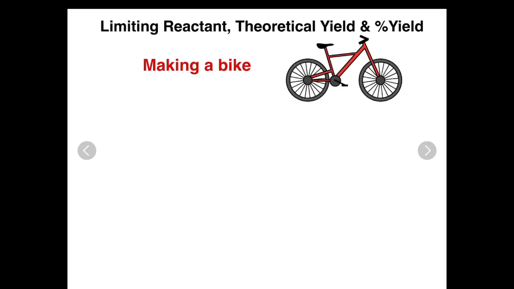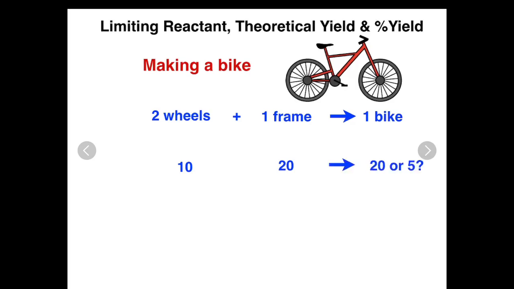To understand the concepts of limiting reactant, theoretical yield, and percent yield easily, I'm going to use how to make a bike as an analogy. Let's say that to make one bike, it calls for 2 wheels and a frame. So the question is, if you start with 10 wheels and 20 frames, how many bikes can we make then, right? That would be the question here.